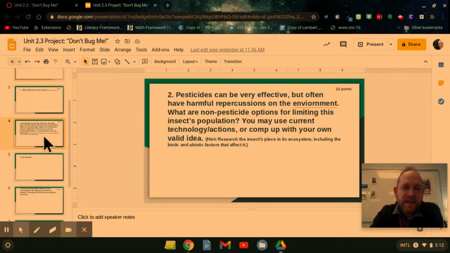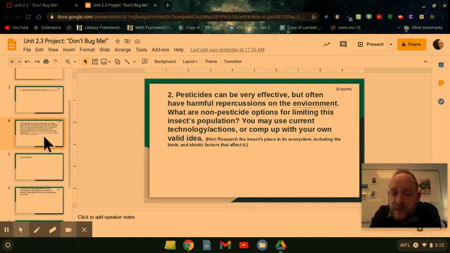For slide number 2, it says pesticides can be very effective, but often have harmful repercussions on the environment. What are non-pesticide options for limiting this insect's population? You may use current technology or actions or come up with your own valid idea.